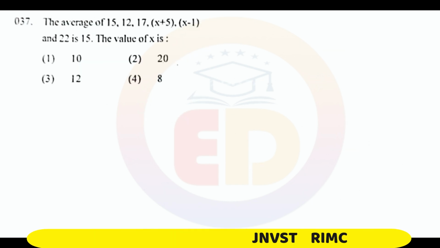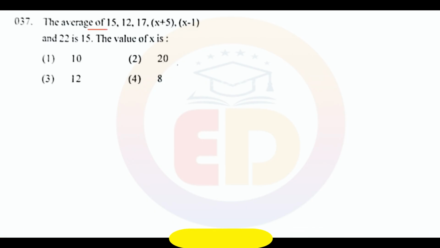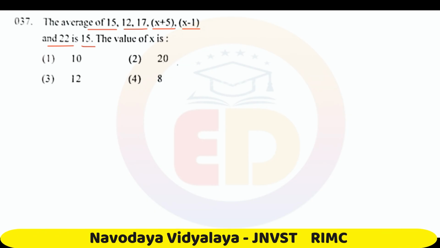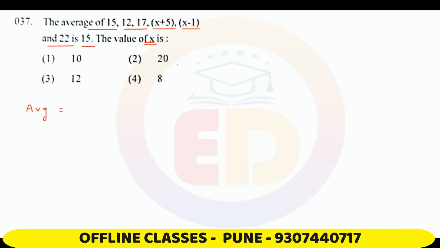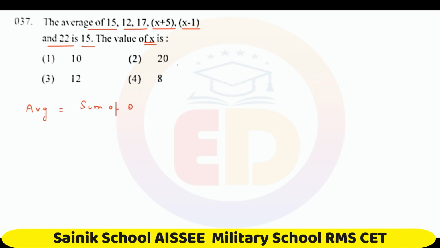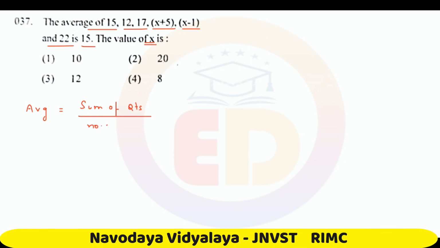Question number 37. The question, direct question from average, slightly twisted. They say the average of 15, 12, 17, x plus 5, x minus 1 and 22 is 15. They are asking to find out the value of x. Now average equals sum of quantities upon number of quantities.